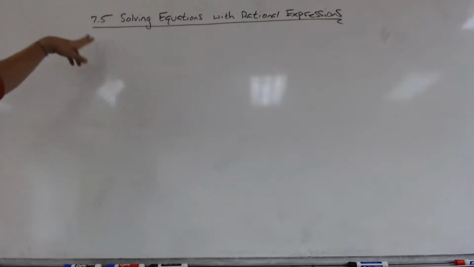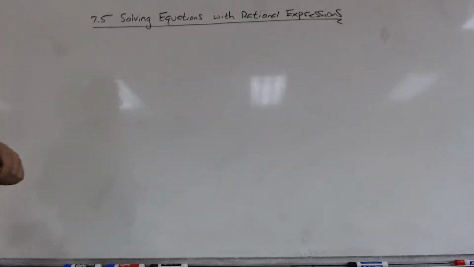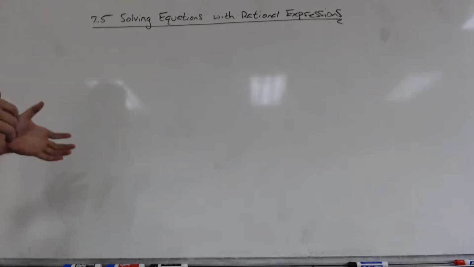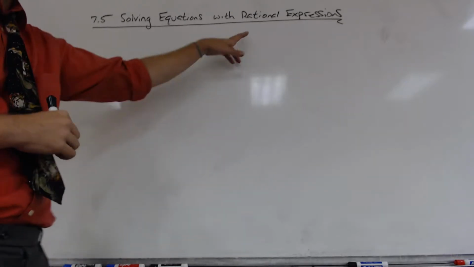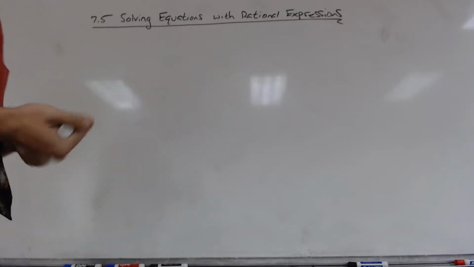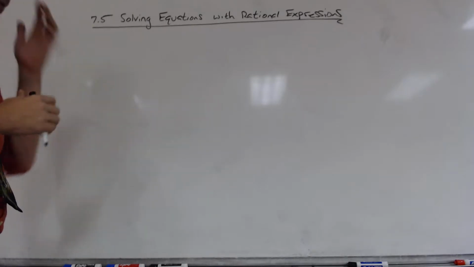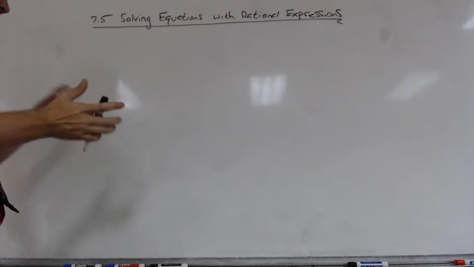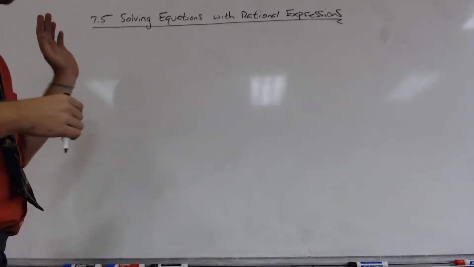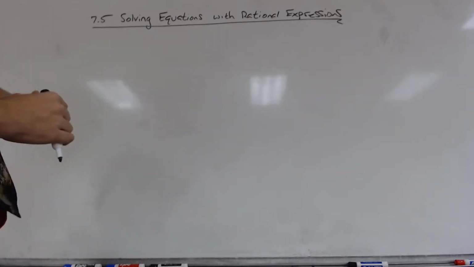Today we're going to look at 7.5, which is solving equations with rational expressions. In the previous section we looked at how to find common denominators, and we're going to use that same trick with our rational expressions to help solve equations. The best way to do it, I would say, is just to look at a couple examples, and we'll use what we did in 7.3 to help solve these equations.